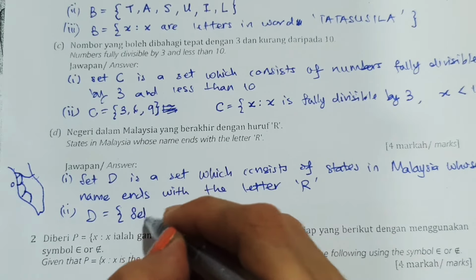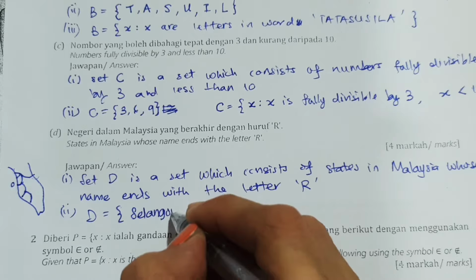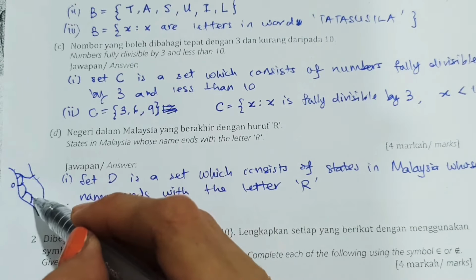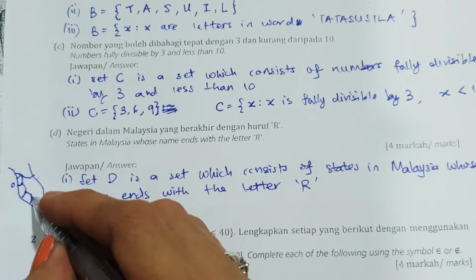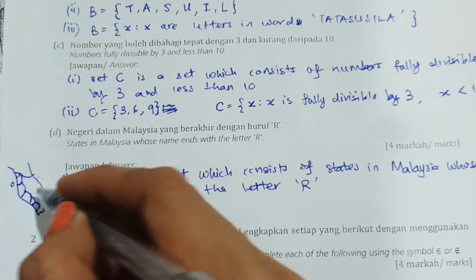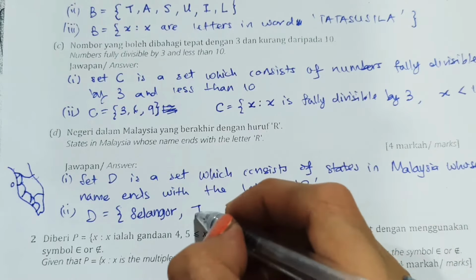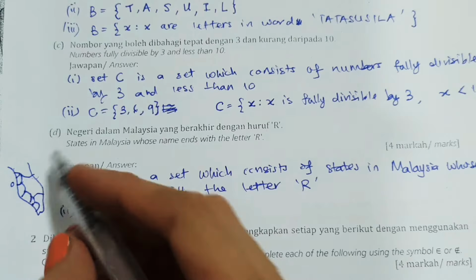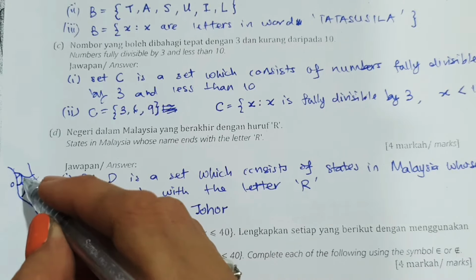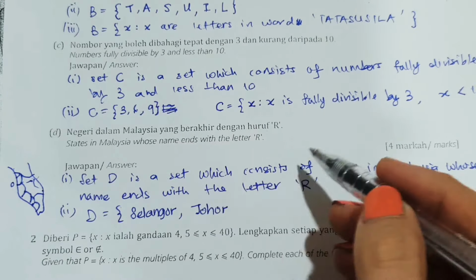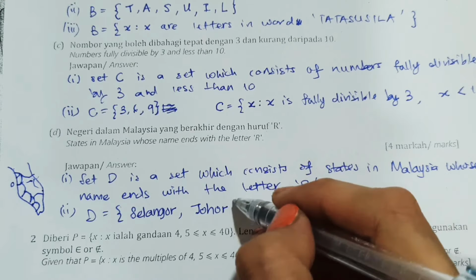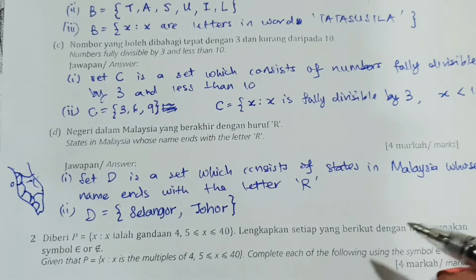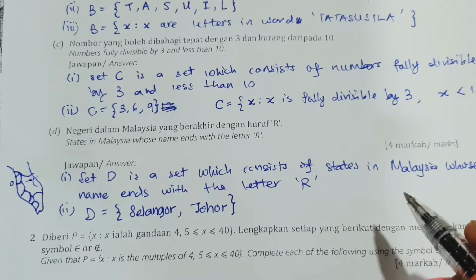So let's write Selangor. And then Negeri Sembilan, ends with N. Melaka, Johor. Okay, Johor ends with R. Pahang, Terengganu, Kelantan, Sabah, Sarawak. So that's it. We have only 2 states whose name ends with the letter R.